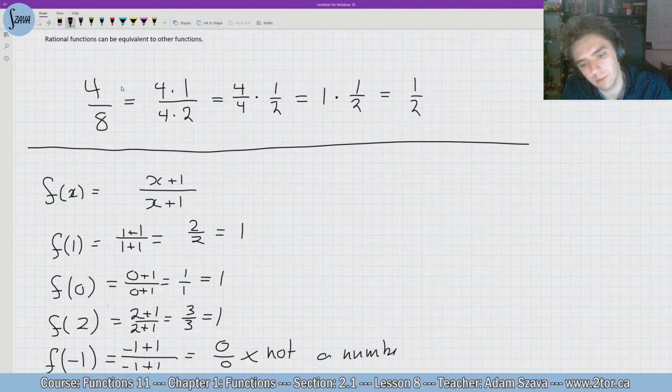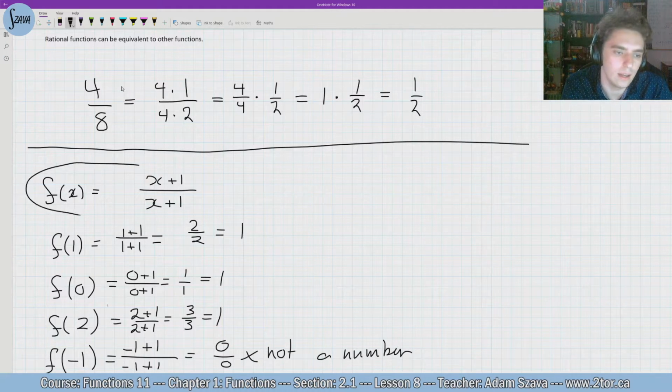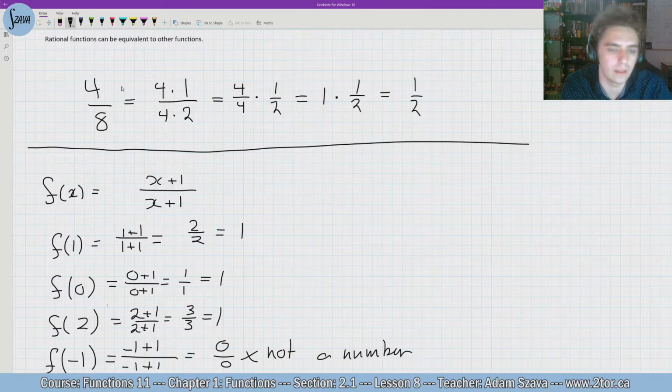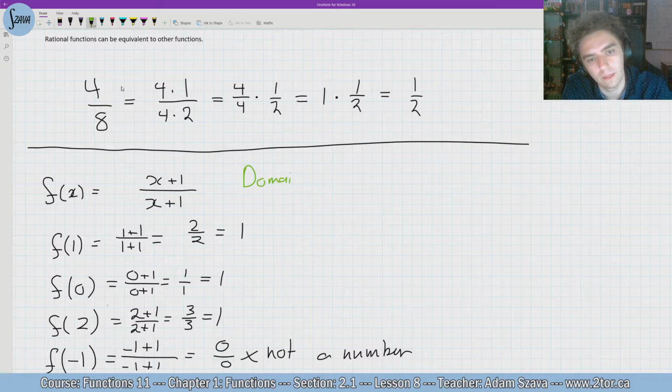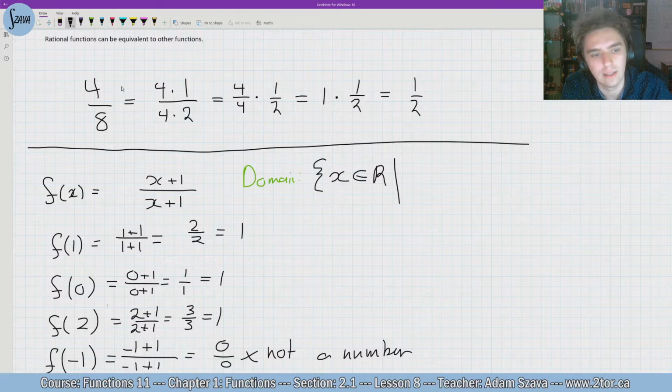And that comes from the fact that the domain of this function right here, remember, the domain is going to be the set of all values x, which can be any real numbers, but the denominator can't be equal to 0. x plus 1 cannot be equal to 0.